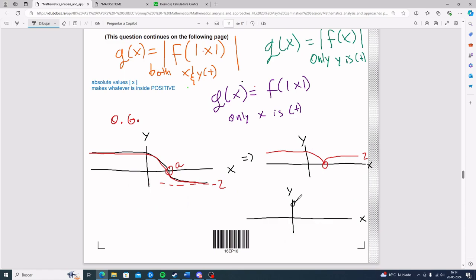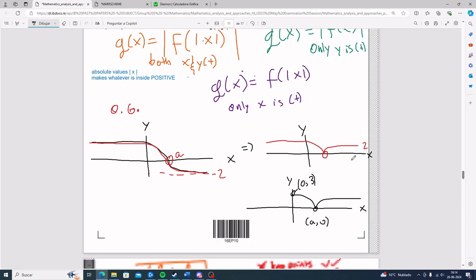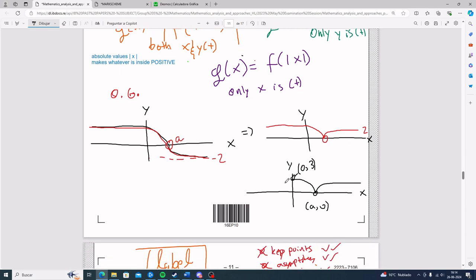So you know that you have (0, 3) here, right? And you know that somewhere over here you have a, 0. And you know that it goes like this. Boom, and then boom, right? Something like that. You will have an asymptote over here at 2. Okay, that is all you know for the right side, okay?